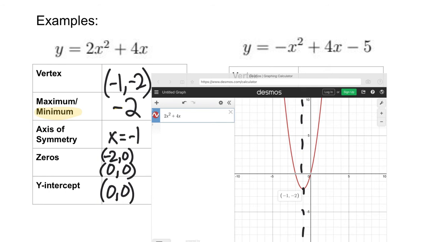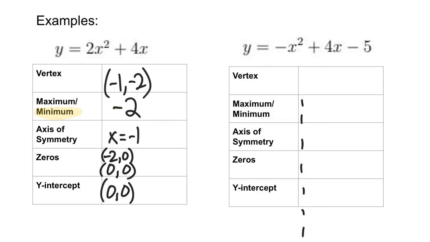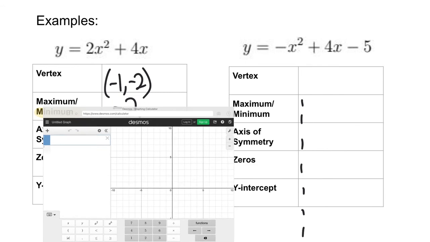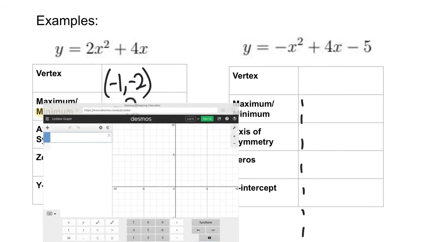So this is pretty simple, identifying those things. If you don't have a graph of it, then you're going to create the graph in Desmos and then look at it from there. All right, let's do this next one. -x squared plus 4x minus 5.